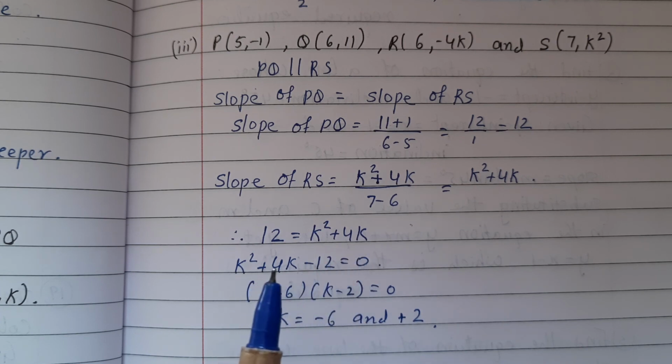k² + 4k - 12 equals 0. Solve by quadratic equation. Split +4 into two numbers such that the addition is +4 and the multiplication is -12: +6 and -2. Therefore, (k + 6)(k - 2) equals 0. k equals -6 and +2.